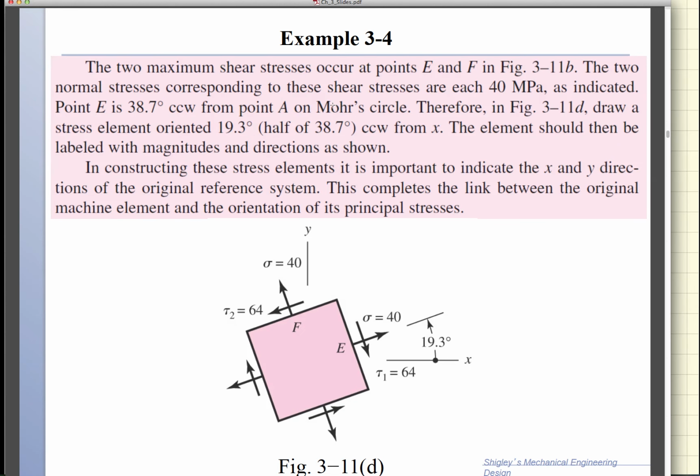So in this case, I can draw the element, and I have sigma x and sigma y equals 40, and the shear is equal to 64, and it's in this case negative shear, because going down on a positive face. So it would be minus 64 and plus 64 on the y face.